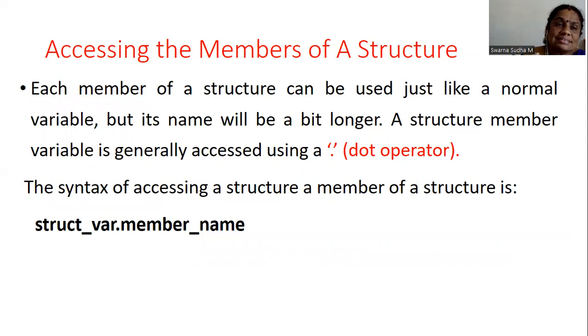If you want to access a member of the structure, you cannot access it directly. By using a dot operator, you will be able to access it. You cannot access it like other normal variables. You cannot access directly in a structure. You have to use a dot operator. The syntax for accessing a member of a structure variable is structure variable dot member name. If you see an example, you'll be clear.